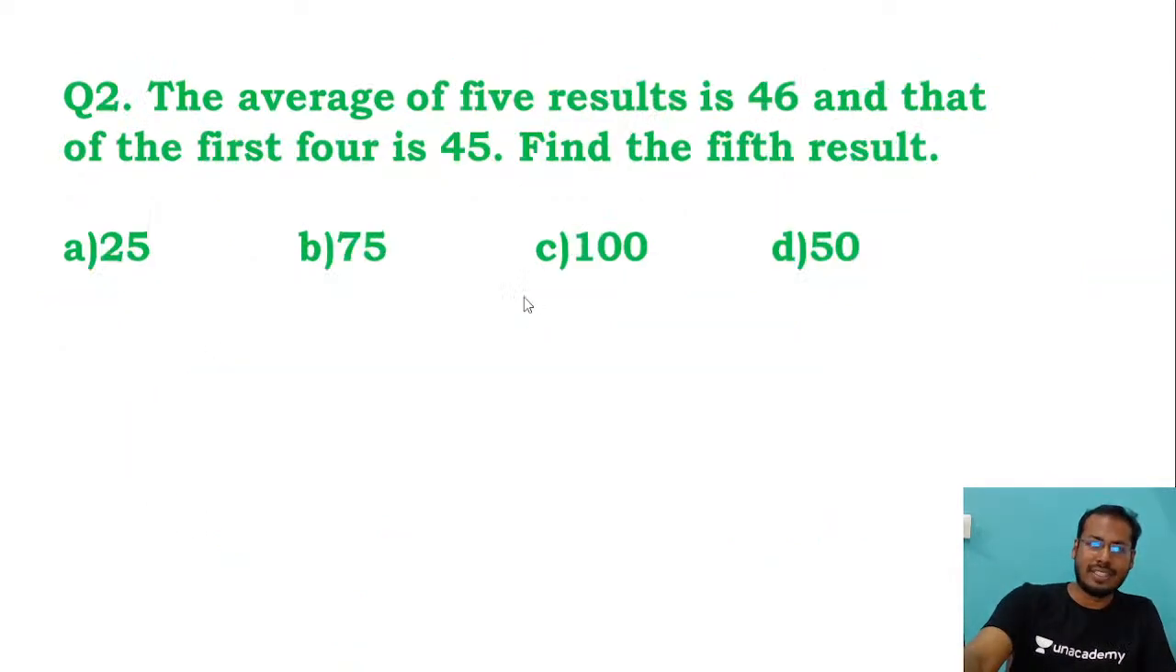Okay, let's start with this problem. Find the answer for this. The average of 5 results is 46 and that of the first 4 is 45. Find the fifth result. Fast, fast, fast. Only 30 seconds.